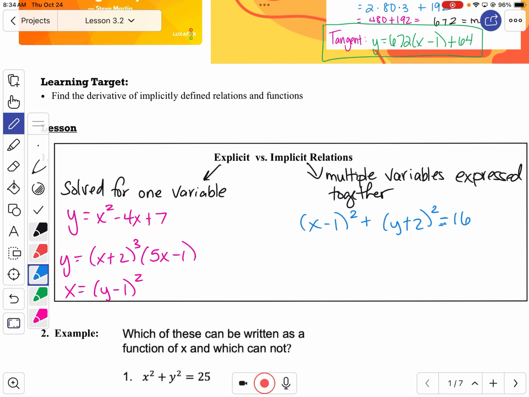And then we'll go on to see crazy things where we might struggle to isolate a variable, maybe something like this: 2x y cubed plus the square root of y equals 7x squared y to the fourth. That would be hard to isolate a variable. In a circle we could, but that is an implicit relationship.